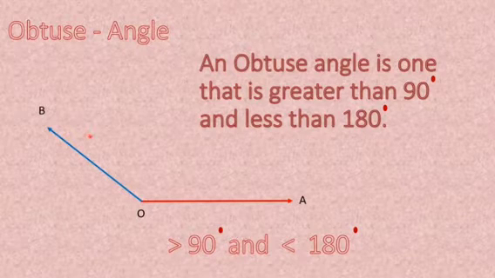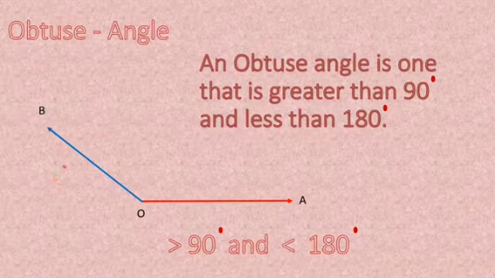I hope all of you have understood, children. It is very simple. An obtuse angle is one that is greater than 90 but less than 180 degrees.